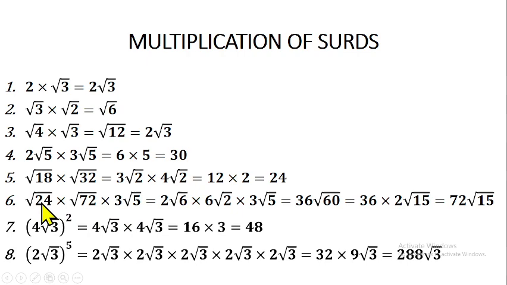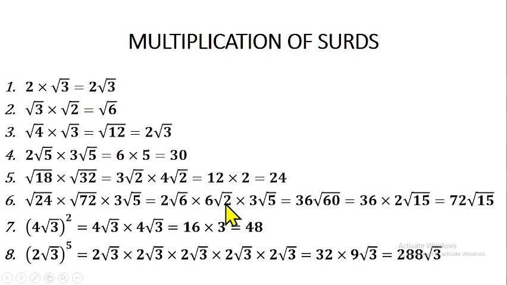If you simplify √24, what will it give us? That should give us 2√6, because 24 will give us 4 times 6, and the square root of 4 is 2. Then, if you simplify √72, what would that give us? That should give us 6√2, reason being that 36 times 2 will give us 72, and 36 is a perfect square. So what is the square root of 36? That will give us 6, then √2 left, times 3√5.